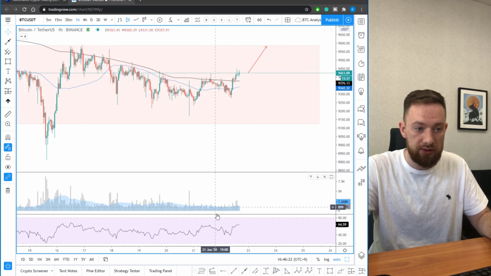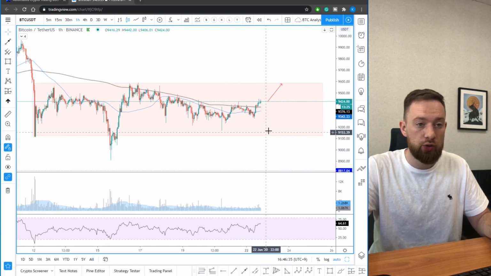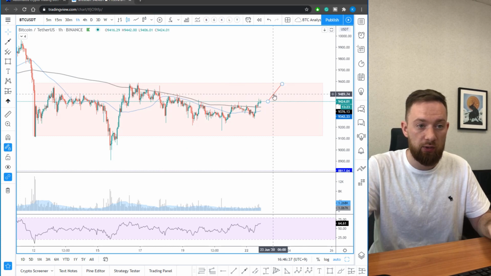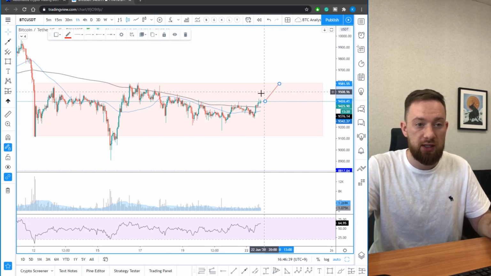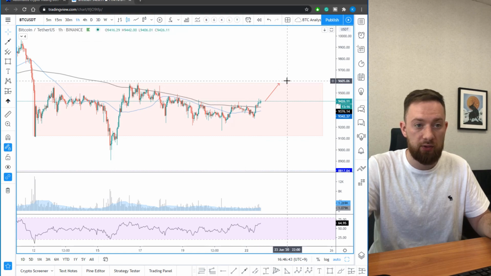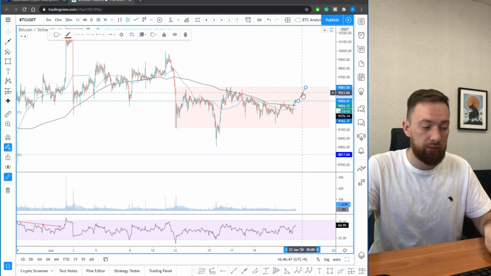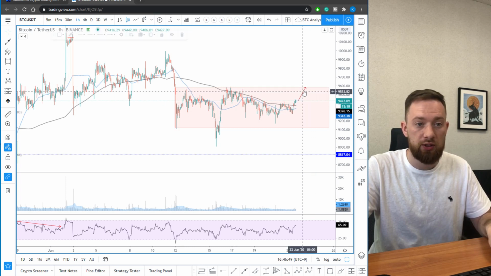At the same time, we can see that there is no divergence on the RSI. The RSI is steadily growing. So in the short term, we can see that the price of Bitcoin within the next day may go towards the upper side of that horizontal channel, and then if it breaks it, it will go even further based on the longer time frames.